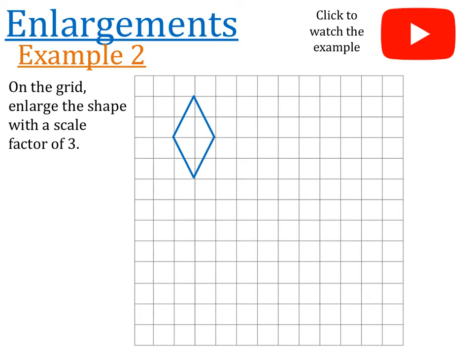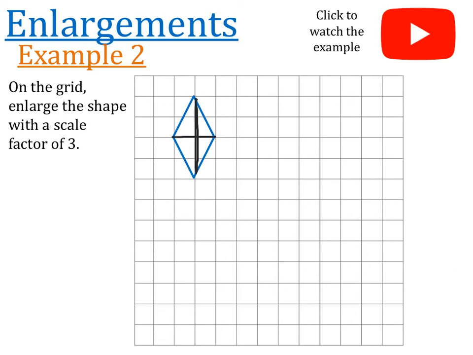All right, the last example from me today, it says on the grid, enlarge the shape with a scale factor of 3. So I'm going to show you a sneaky way to do this because all of the lines of this shape are all diagonal lines, which makes this really complicated. So one little sneaky thing we can do is I can actually draw a really lovely straight line down the middle of this shape and across this shape as well.